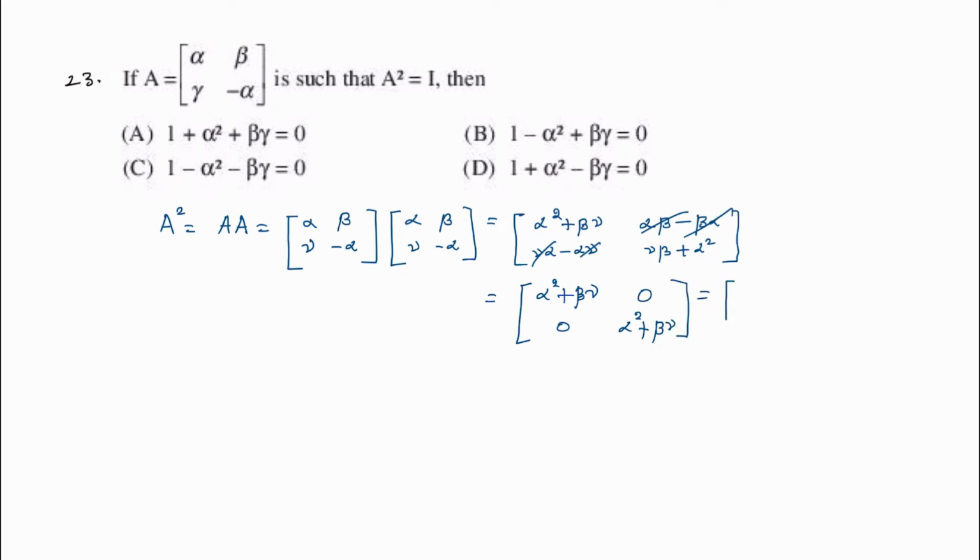And the question says that it is equal to an identity matrix. We have to take it of the same order, 2 by 2. Now let us equate the corresponding elements. We get alpha square plus beta gamma is equal to 1. Let us take these two elements to the other side. 1 minus alpha square minus beta gamma is 0. This is the condition. C is the correct option.